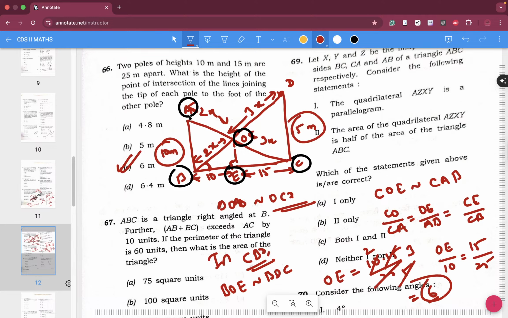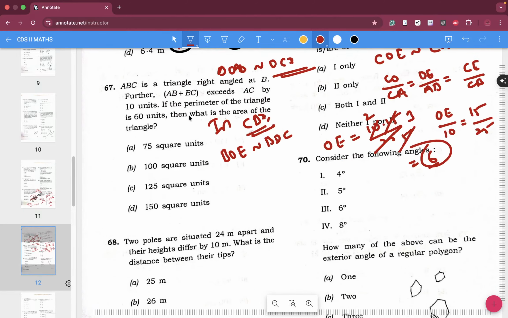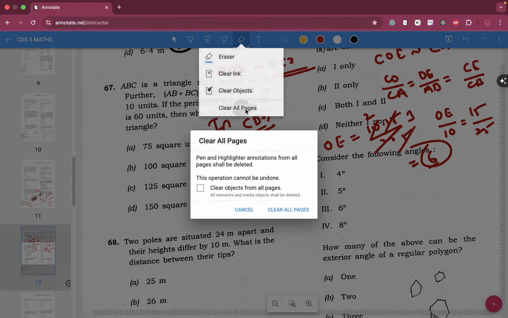Simple similarity rule of the triangle. If you know how to do this, it is not difficult, it is honestly not difficult. But the question is whether you are really trying to do this or not. All right, we'll move to the next question.